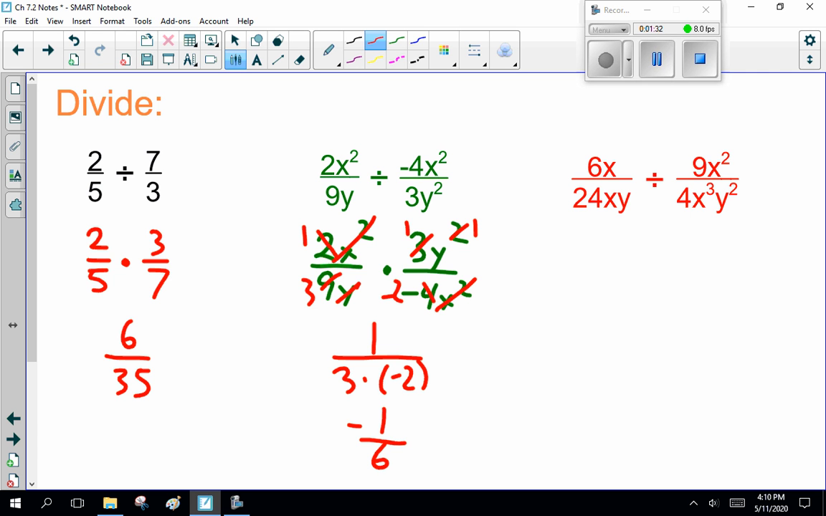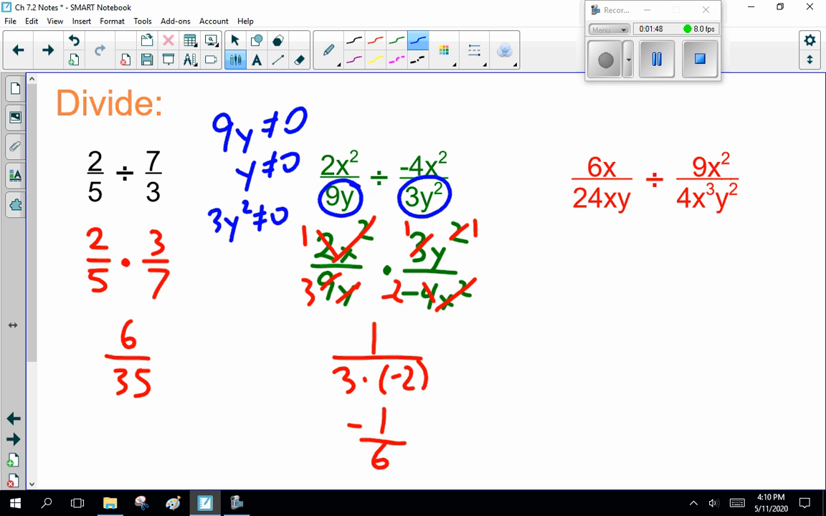Now, one thing about this division, the non-permissible values. Right off the bat, 9y can't equal 0. Divide both sides by 9, you get y can't equal 0. Same over here, 3y squared, so y squared can't equal 0. Take the square root of both sides, y cannot equal 0. So this is, semicolon, y cannot equal 0, even though it's canceled out. All right? So far, so good?